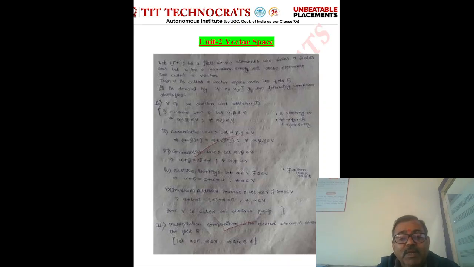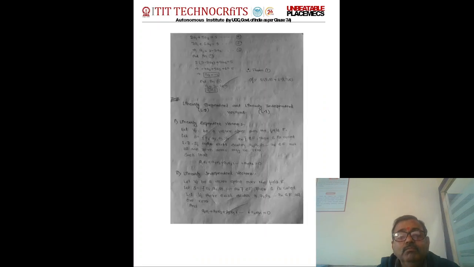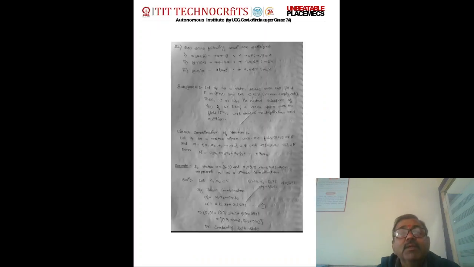Also it will satisfy the second condition, multiplication composition with a scalar element over the field F. That means let a belong to F, alpha belong to V. Then we can write a alpha belongs to V. The third condition is that it also satisfies the following. a(alpha plus beta) equals a alpha plus a beta, where a belongs to F and alpha, beta belong to V.